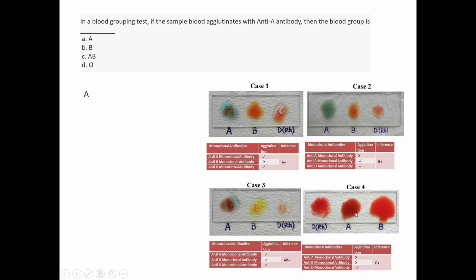In this case, there is no agglutination with anti-A or anti-B, but there is agglutination with anti-D or RH. So that means it does not have A antigen and it does not have B antigen, so there is no agglutination, so it is O blood group. However, it has agglutination with RH, so it is RH positive. So this is O positive. This is how blood grouping is done depending on the agglutination. If you have that particular antigen, when you add antibody against it, your blood will agglutinate, so it is positive for that particular antigen.